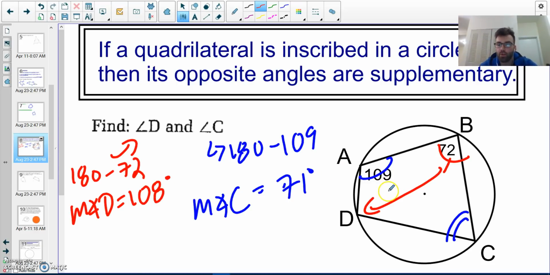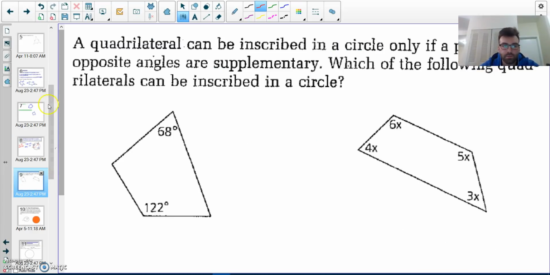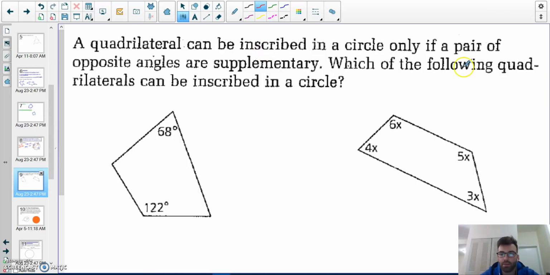If I have a quadrilateral inscribed in a circle, then the opposite angles are supplementary. So if I were to have equations here, let's say this was 2x and 3x plus 10, then it'd be 2x plus 3x plus 10 equals 180 degrees. A quadrilateral can be inscribed in a circle if and only if the opposite angles are supplementary. So which of the following can be inscribed?